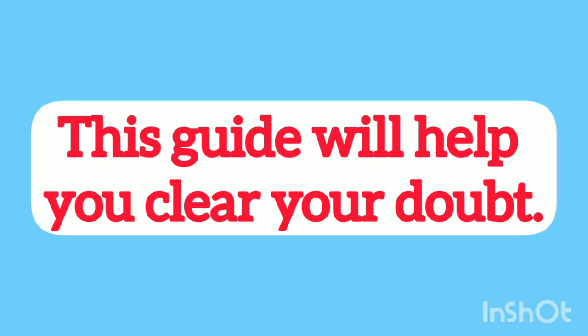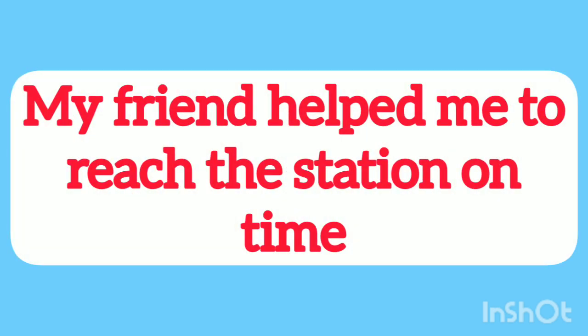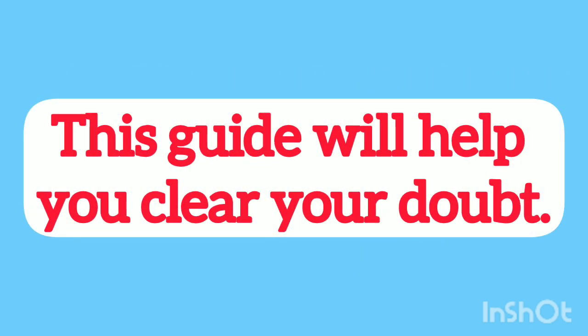In sentence number 1, helped is followed by the object me, and then you get the verb to reach, to infinitive form. In the second sentence, you have help followed by the object you, and then you get the verb clear, which is the bare infinitive form. Remember, here I use to infinitive in the first sentence and bare infinitive in the second sentence.